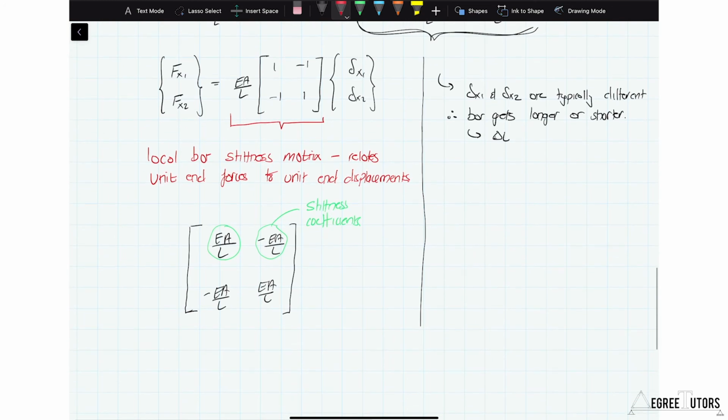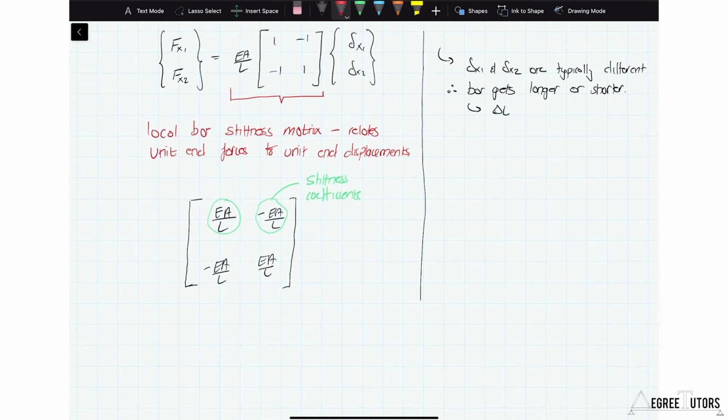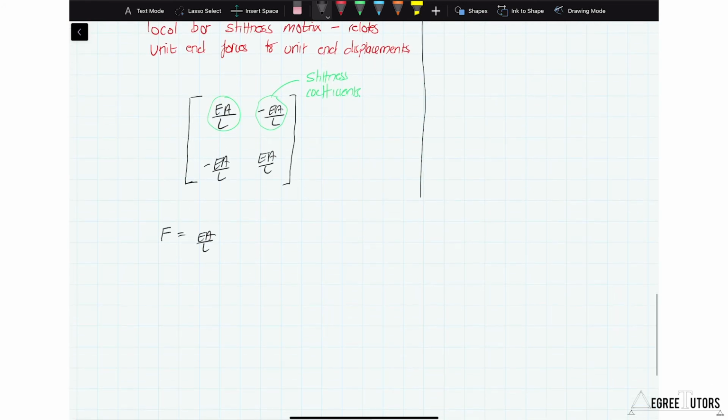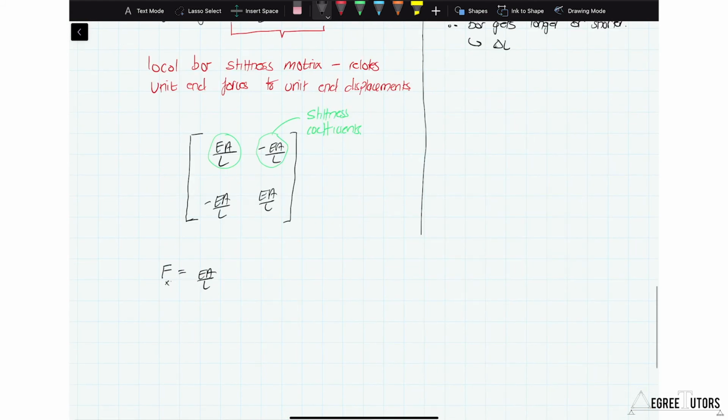And so if we were to use that in our force displacement, we would say F is equal to EA over L. So it's easier to just think about it in the context of the equation in that form. But essentially what we're saying here is that Fx1 is EA over L times delta 1 minus delta 2. So that's going to be delta 1 was 2, delta 2 was 5, so it's 2 minus 5, which is going to give me a minus 3.